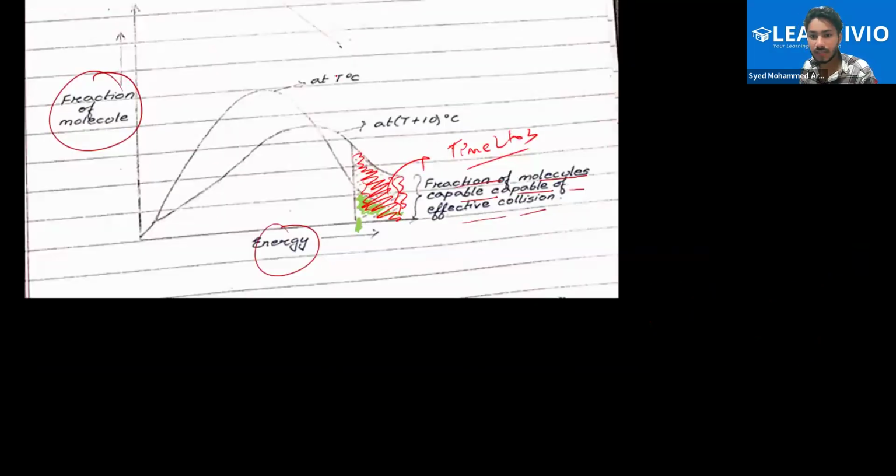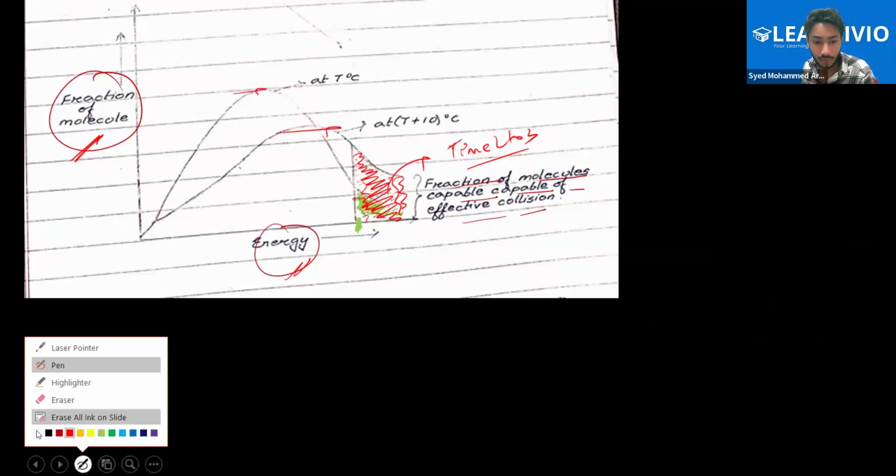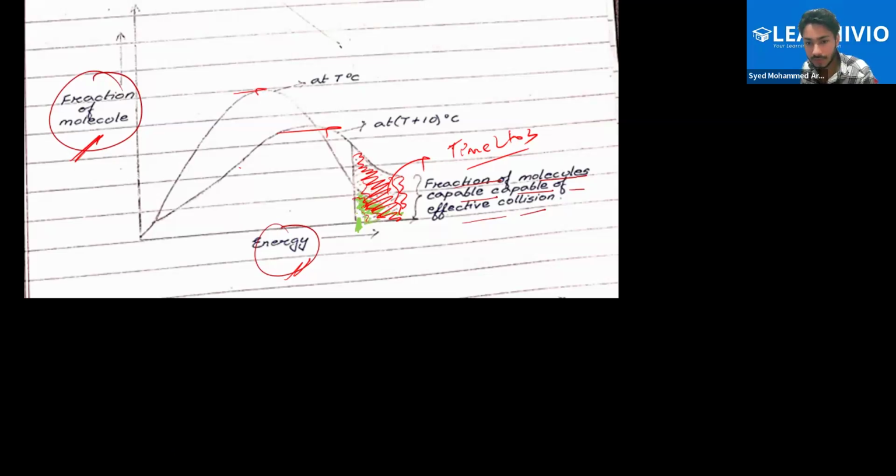Now this is the fraction of molecules, and here is the energy. This is the section of molecules in which the proper collision is happening. But when you increase the temperature, the energy increases, which means the fraction of molecules in which the proper collision is happening increases. And if the fraction of molecules increases, the rate is increased. Every 10-degree rise in temperature results in a 2 to 3 times rise in the rate of a reaction. So this is my fourth factor.